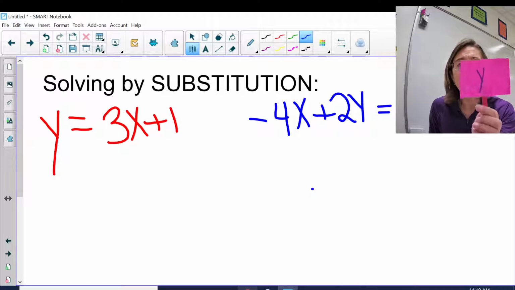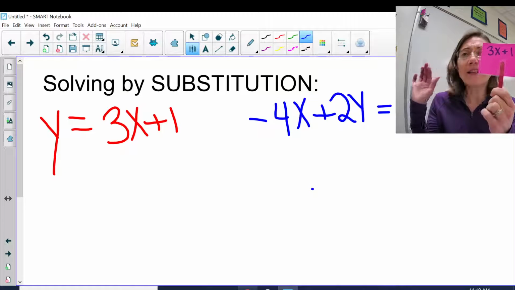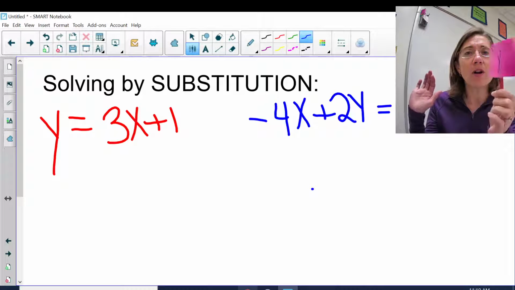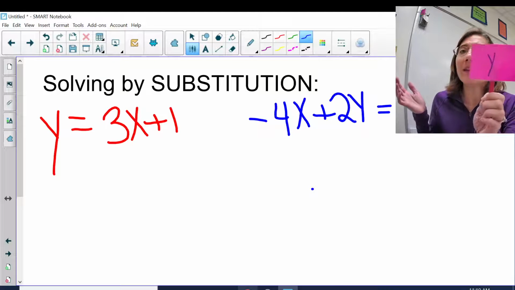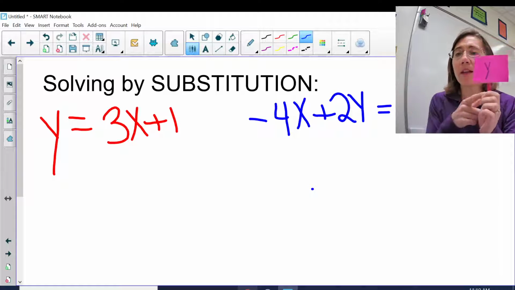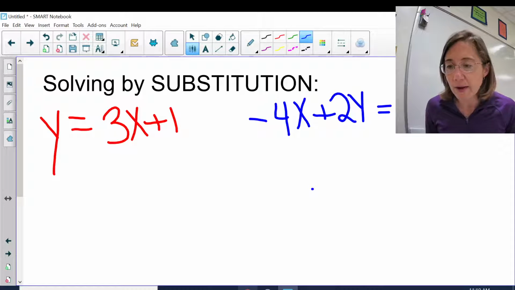So I have this little paddle here, two sides of it. Y is equal to 3x plus 1. So that's where I'm going to get my trade. I can make a trade for a y and replace it with a 3x plus 1 because those two things are equal to each other. They're equal in value. It's like two sides of the same coin. If I show you a quarter, heads versus tails, it looks different, but it's still worth the same amount. That's what's going on here with this red equation.